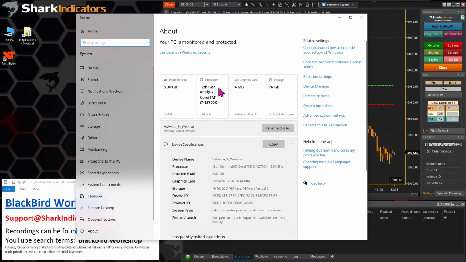Yeah, there we go. A 12th gen i7. This machine here only has 8 gigs of RAM. The host machine has a lot more RAM, so I can run multiple VMwares at the same time for testing and stuff here. But just any recent i7 will do good.